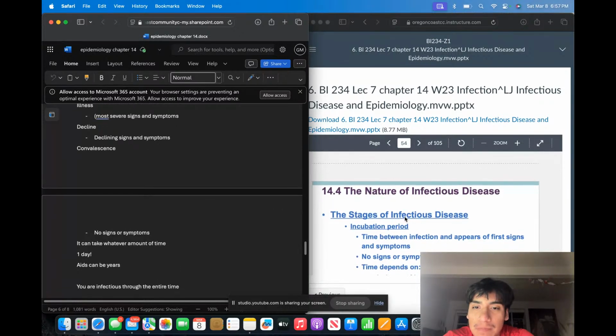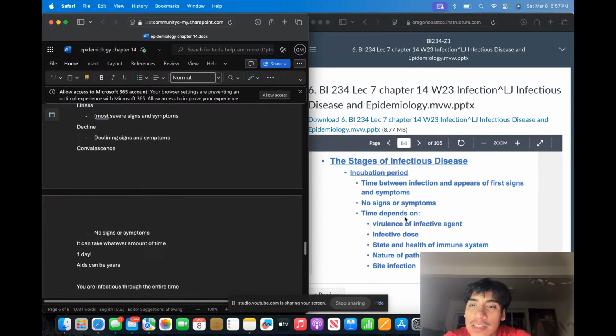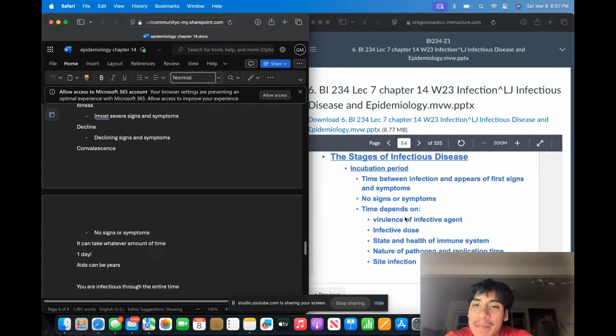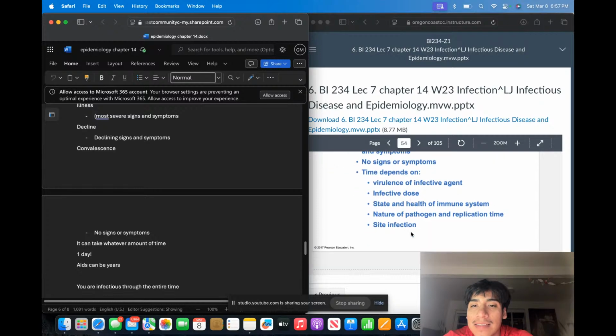Now we're going to go through these. Incubation period, time between infection and first signs and symptoms. The time depends on the virulence of the infective agent, infective dose, so how many viruses or bacteria actually landed on you, state and health of immune system, nature of pathogen and replication time, and site of infection.